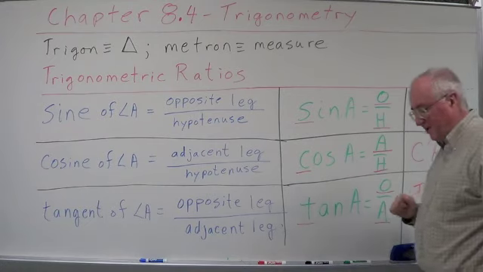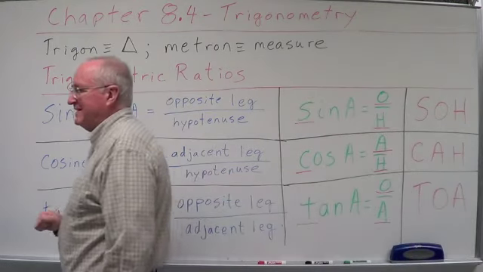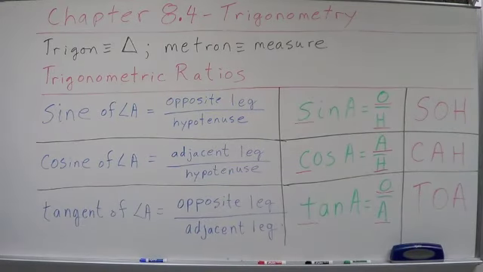Okay? So, write it as many times as you possibly can. Sohcahtoa. And when you write it, remember what it is. The sine equals opposite side divided by the hypotenuse. Cosine equals the adjacent side divided by the hypotenuse. Tangent equals the opposite side divided by the adjacent side. It's an introduction to trigonometric ratios.